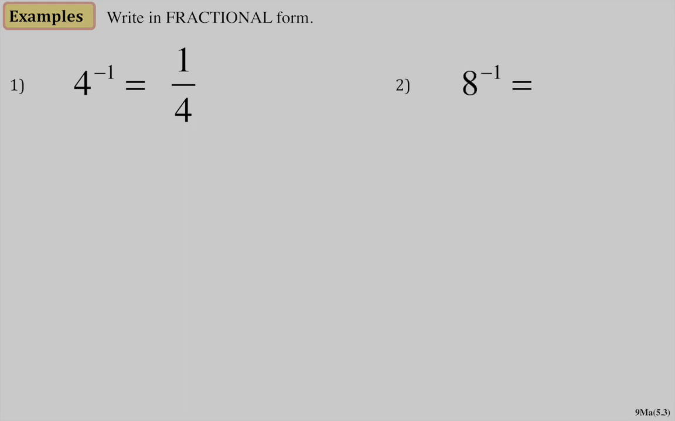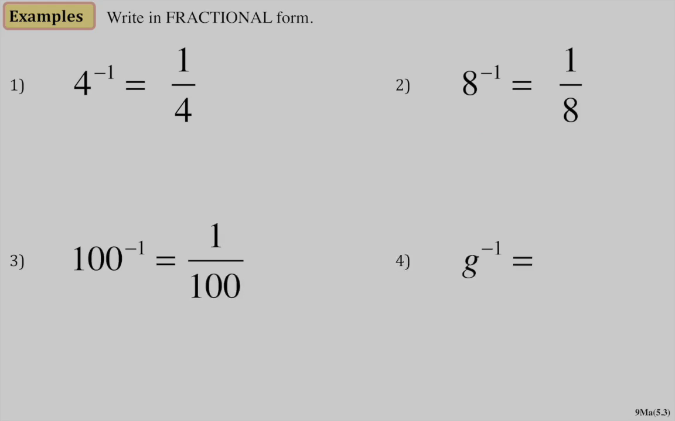Let's try our next one. 8 to the power of minus 1. Following this same concept, it's just 1 over 8 to the power of 1, which is just 1 over 8. 100 to the power of minus 1 just becomes 1 over 100 to the power of 1, which is 1 over 100. g to the power of minus 1 becomes 1 over g to the power of 1, which is just 1 over g. So whenever you see anything to the power of negative 1, it's 1 over whatever is in front of the negative 1.